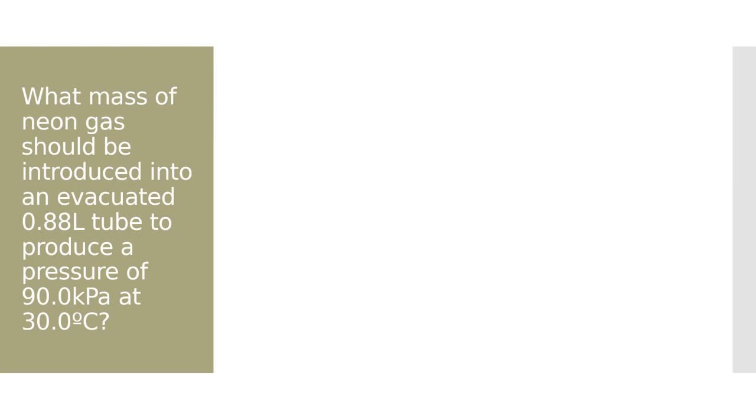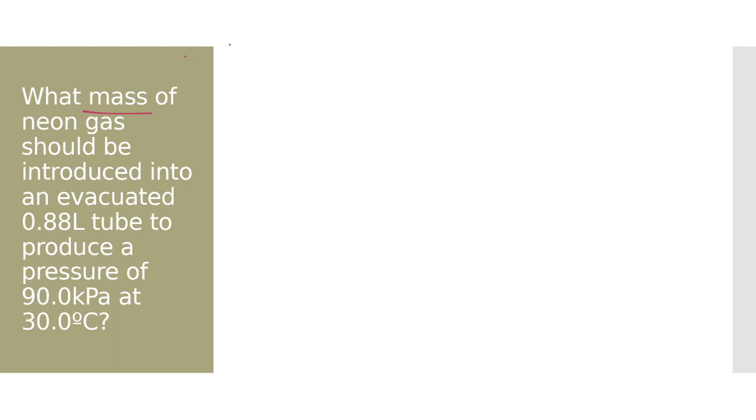Let's try another one, or you can try it on your own and then come back and watch the video after. It says, what mass of neon gas should be introduced into an evacuated 0.88 liter tube? So that just means that there's nothing in this tube, like literally all the air molecules are out of it, to produce a pressure of 90 kPa at 30 degrees C. So they're setting up a neon sign, okay? So when you see those neon signs, the open, for example, they're trying to set this up so that they know a pressure that's going to be applied to the glass. It won't bust it open when they plug it in.